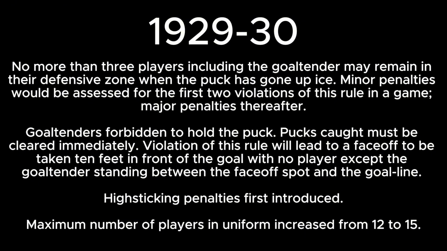No more than 3 players, including the goaltender, may remain in their defensive zone when the puck has gone up ice. Minor penalties would be assessed for the first 2 violations of this rule in a game, major penalties thereafter. Goaltenders forbidden to hold the puck. Pucks that are caught must be cleared immediately. Violation of this rule will lead to a face-off to be taken 10 feet in front of the goal with no player except the goaltender standing between the face-off spot and the goal line. High sticking penalties first introduced. Maximum number of players in uniform increased from 12 to 15.